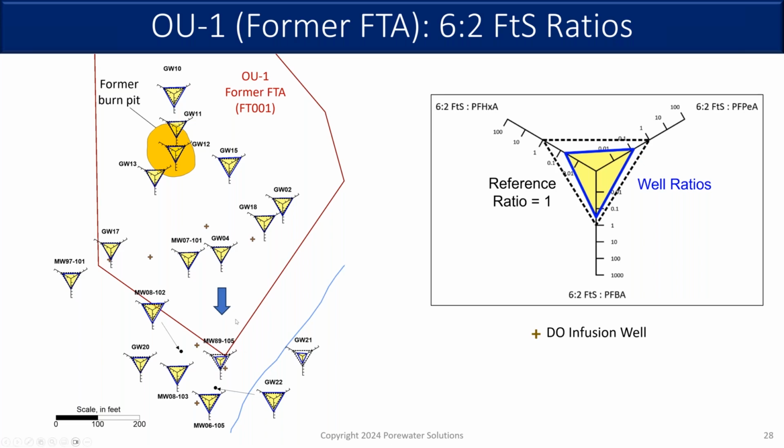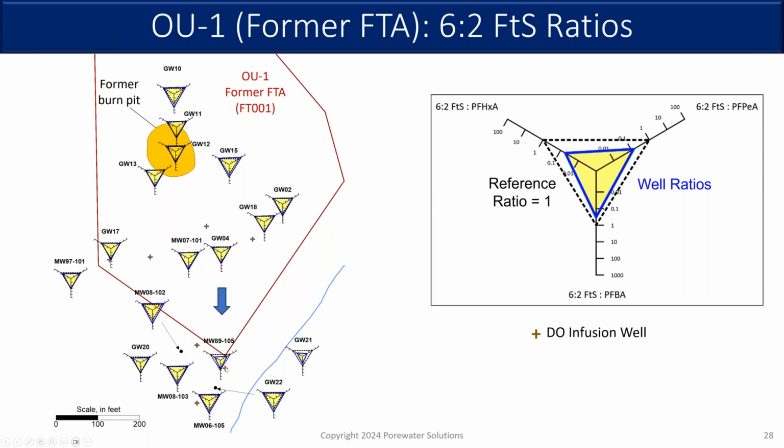And then you go down gradient further, water flows north to south, and the plus sign is a dissolved oxygen infusion well that was operating before 2011. And right next to this well, MW89105, you can see a big decrease in the ratio, about an order of magnitude, once you get to this well near the dissolved oxygen infusion injection well.